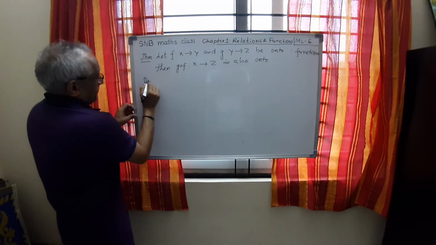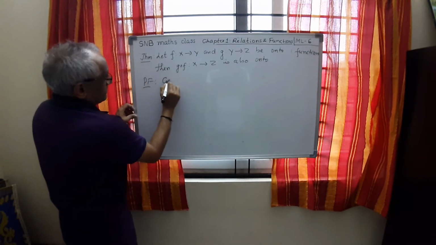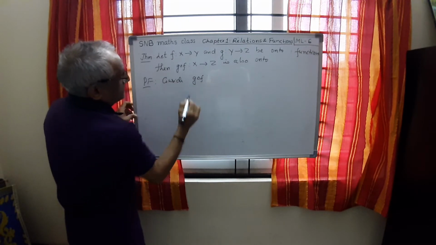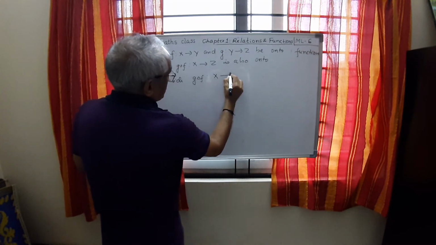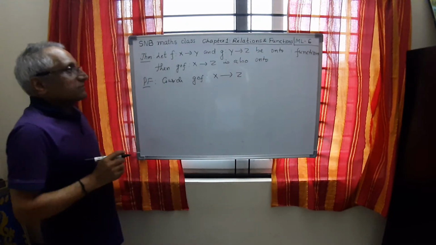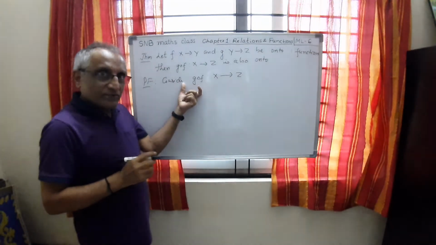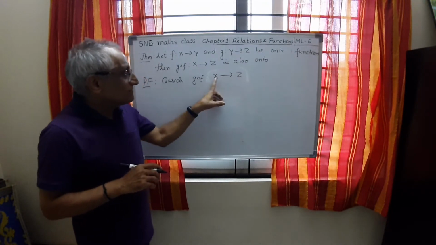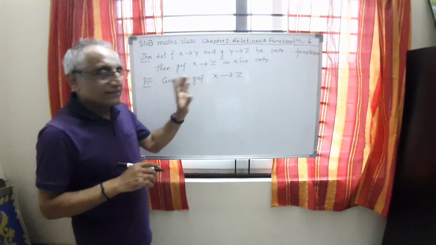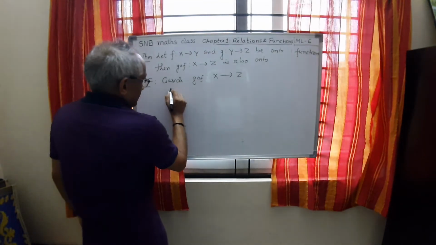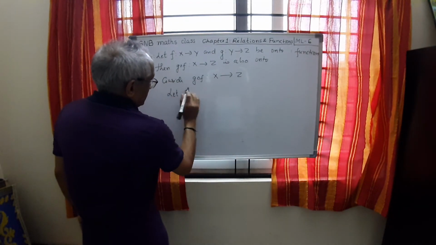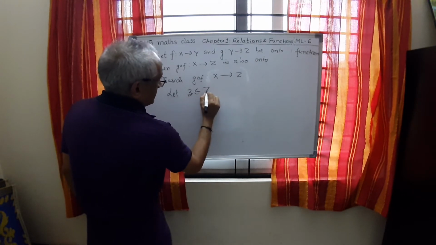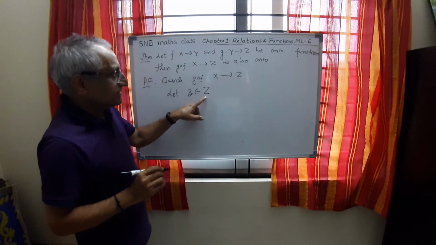So consider g of f, which is from X to Z. I have to show that it is onto. That means corresponding to any element here, there must be some element here. So what I do is, let small z be an element in Z.